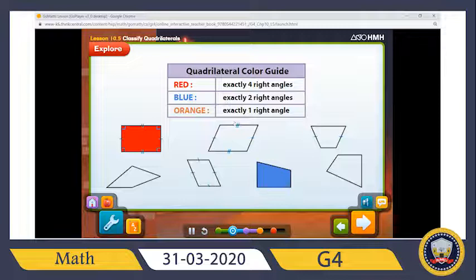So what about the orange one? It's asking for one right angle. Which one has just one right angle? This one, right? So there is only one right angle here. The rest of them have no right angle, so I will not color them.